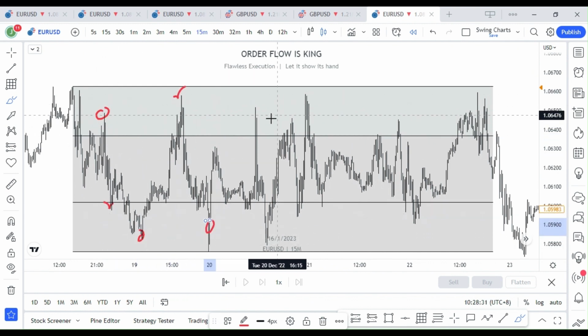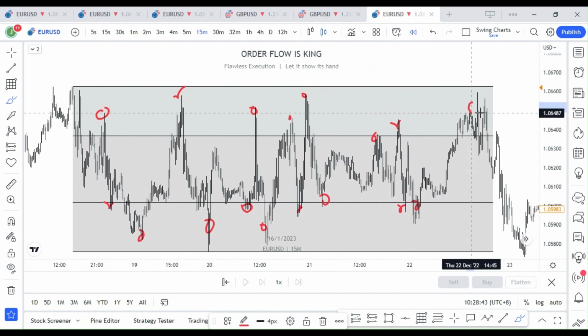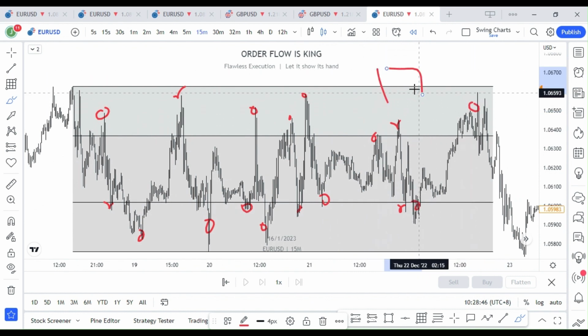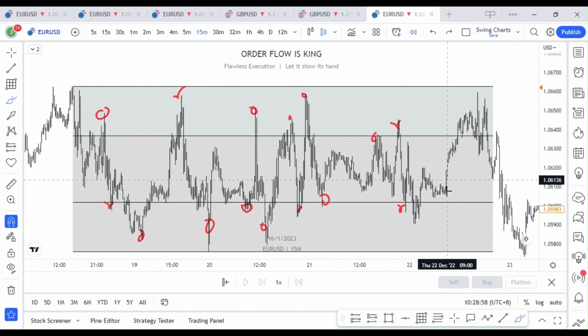1, 2, 3, 4, 5, 6, 7, 8, 9, 10, 11, 12, 13, 14, 15, 16, sell again, 17. You get 17 trades, all winners. So that's positive 17 trades in 6 days. That's more than 2 trades a day. Absolutely brilliant. You can use this over and over again.